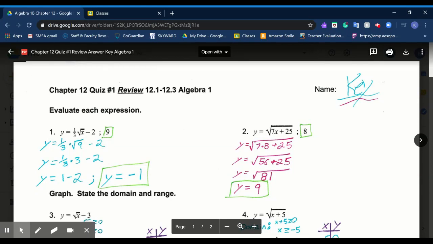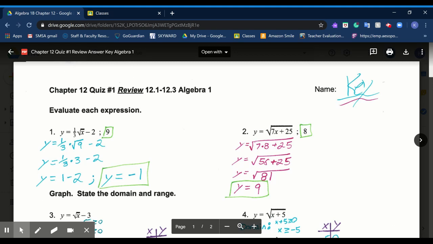Welcome to the Chapter 12 Quiz 1 review explanation of the answer key. So again, at this point, you should have submitted your review and then use this video guide as well as the PDF of the answer key to go over your review, make any adjustments or corrections as need be, and then let me know if you have any questions prior to the Chapter 12 quiz number 1.